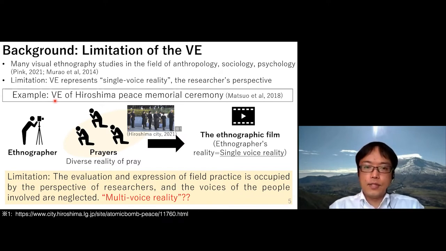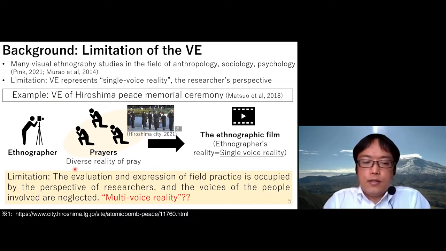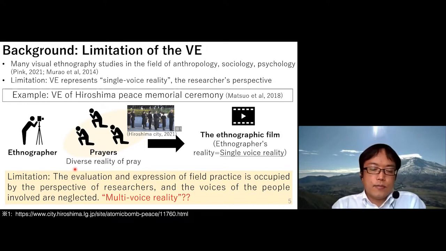in the ceremony. And of course, there is a diverse reality of prayer, or diverse ways of praying, depending on the people. Some pray very silently, or sometimes pray while insisting on the abolition of nuclear weapons, for example, or some other people pray in different ways. So depending on the people coming to this ceremony, there is a diverse reality of prayer. So this is quite important.